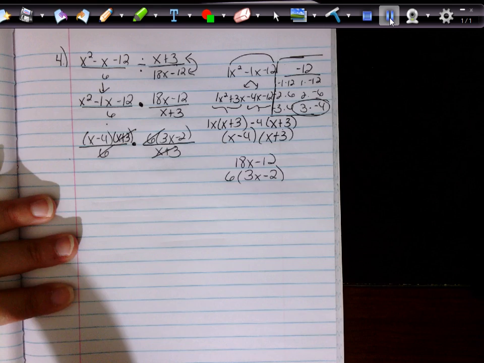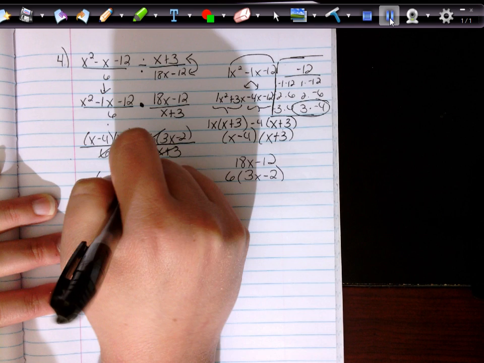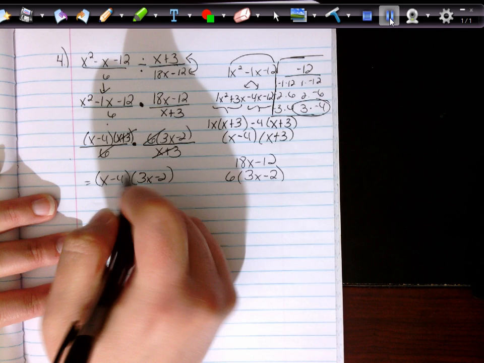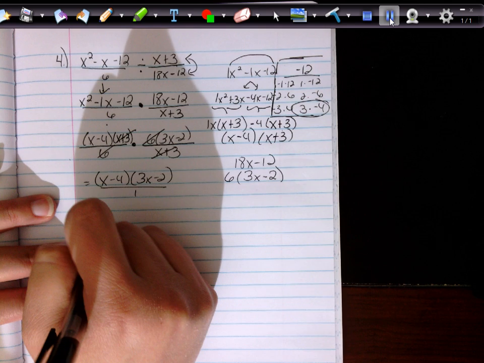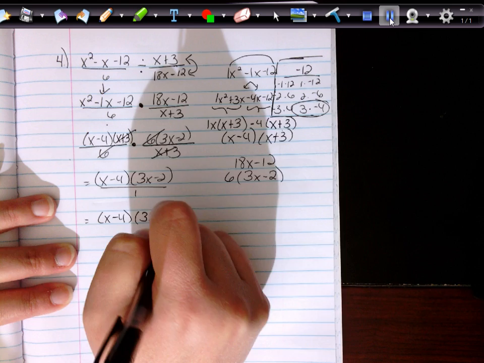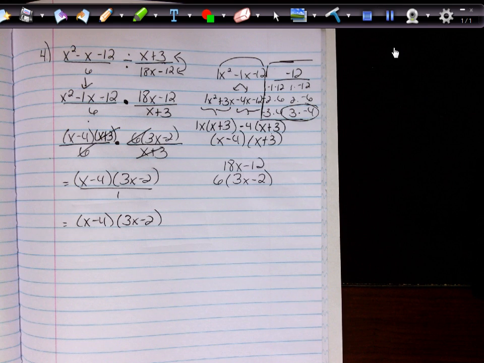So then we're going to look to say, okay, what do I have left on the top? I have an x minus 4 and a 3x minus 2. And I don't have anything left on the bottom, so I can say over 1. But if the 1's on the bottom, I don't actually need it. So it's just x minus 4 and 3x minus 2. Please make sure you have all of that work down before you move on.